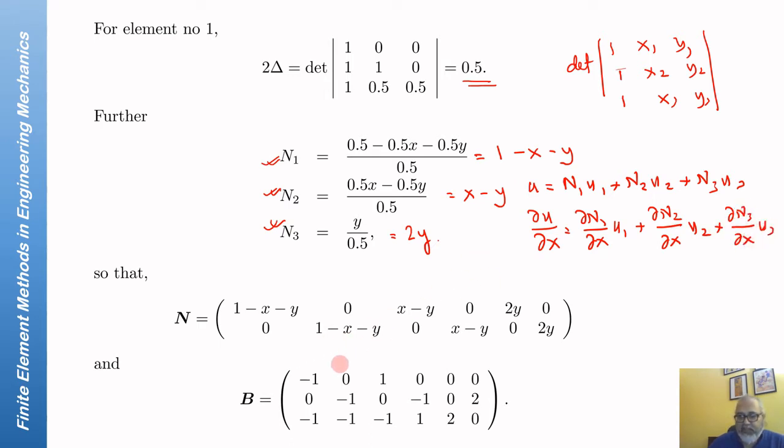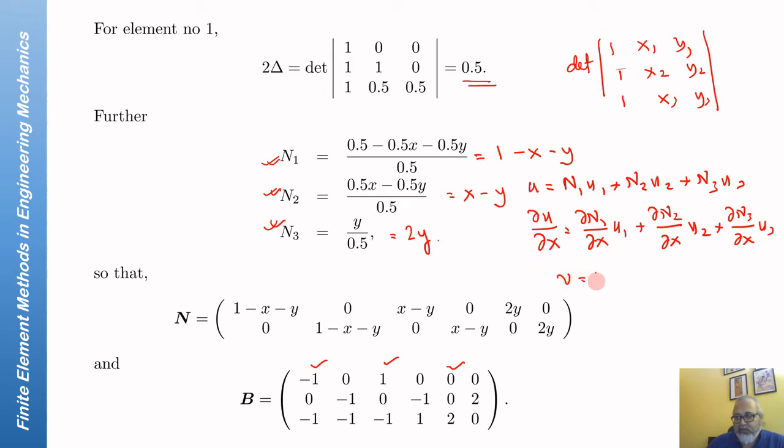So del u del x corresponds to this first line of the B matrix, first row of the B matrix. So del n1 del x is minus 1, del n2 del x is 1, and del n3 del x is 0. So minus 1, 1, and 0. The second one is for V.